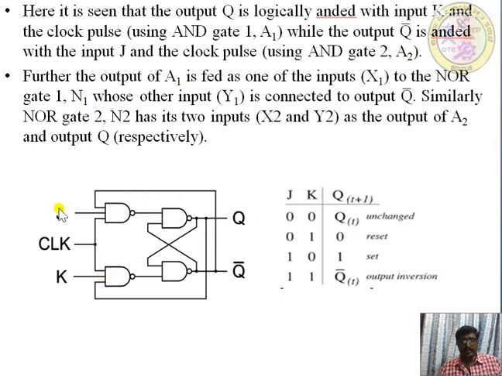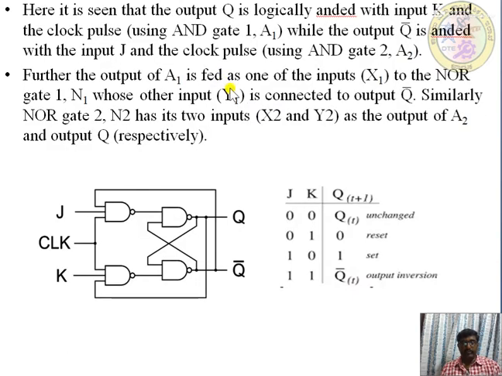For the remaining things, J and K, instead of S, J can be changed to S and K can be changed to R. So when the input is 0 0, it is the unchanged state, that is the previous state. 0 1 means the output will be 0, that is reset. 1 0 means the output is 1, that is set. And for 1 1, the intermediate state has been changed to Q bar of t, the inversion of the previous output, that is Q of t becomes Q bar of t. That is the toggle state.